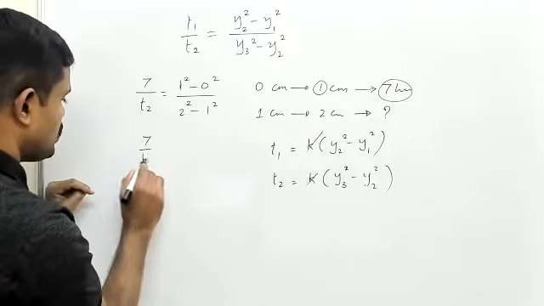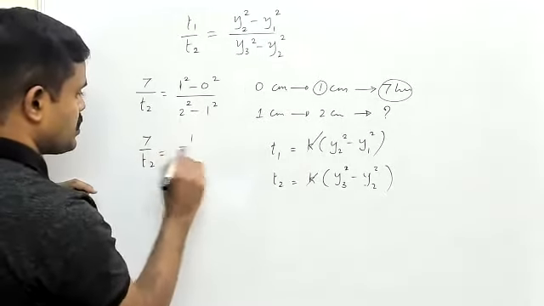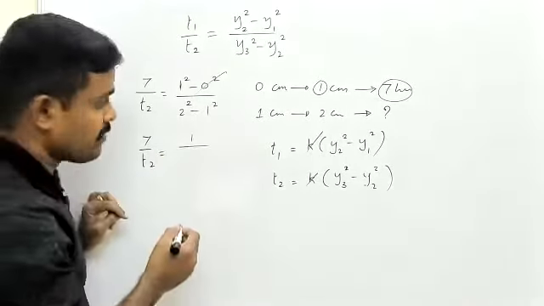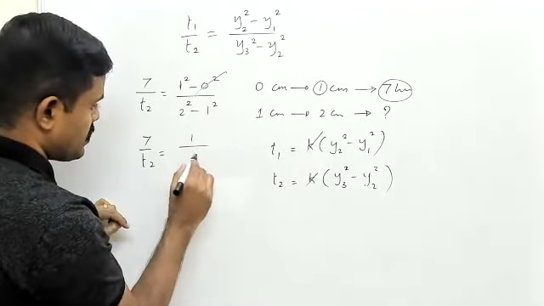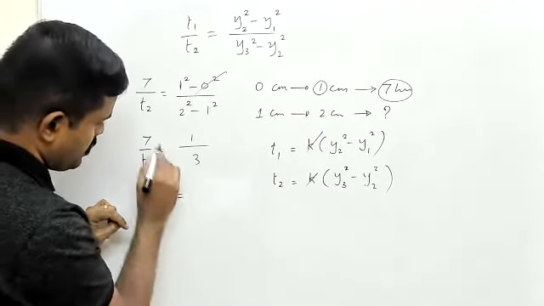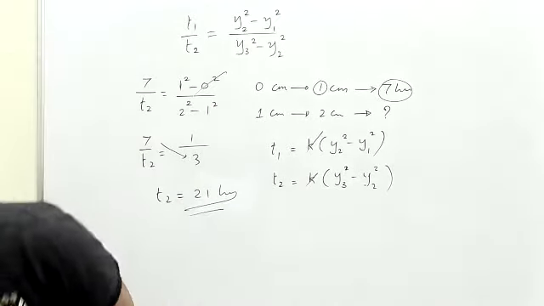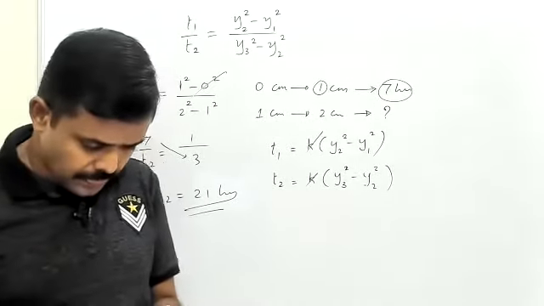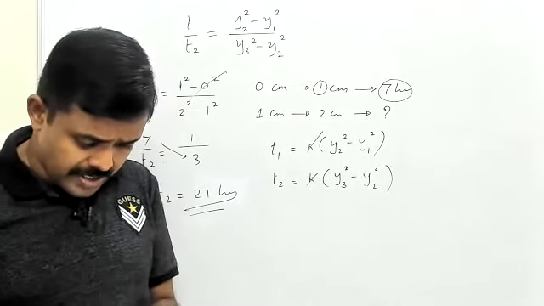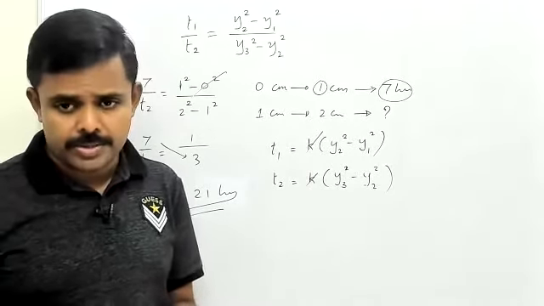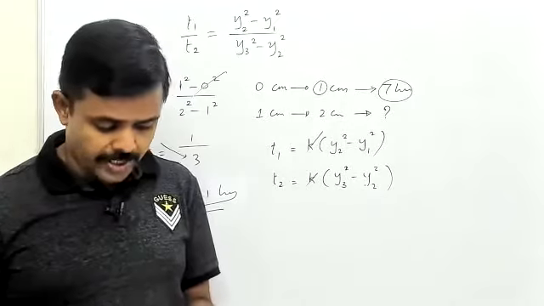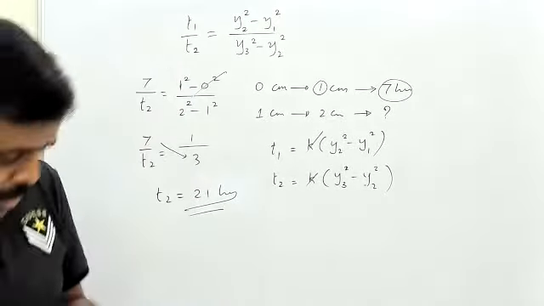So 7 by T2 is equal to 1 square minus 0 square. 0 square is 0 itself. Y2 square is 4. 4 minus 1 is 3. Cross multiply: T2 is equal to 7 times 3. That is 21 hours. 21 hours is there in the options: 21, 7 hours, 14 hours, less than 7 hours, more than 7 hours. Answer is option D. For question number 10, answer is option D.